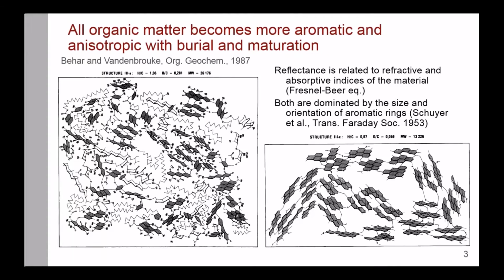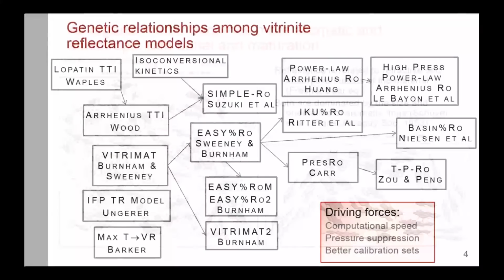Here's a brief review of the models that have been developed over the years. Doug Waples popularized Lopatin's TTI, I believe in the late 70s, perhaps early 80s. It was based on the simple concept that chemical reactions double with a 10-degree increase in temperature, but of course that's not really chemical kinetics per se. That's more of a rule of thumb for cooking.